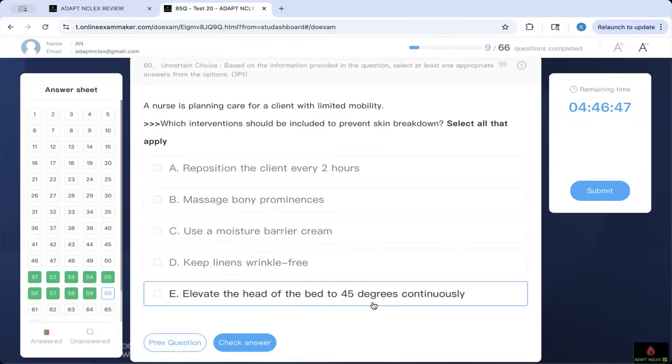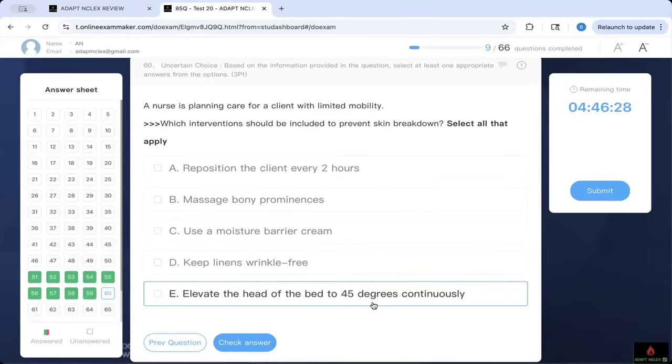And next is planning care for a client with limited mobility. Which intervention should be included to prevent skin breakdown? Select and apply. Reposition the client every 2 hours. Massage bony prominence. Use moisture barrier cream. Keep linen wrinkle-free. Elevate the head of the bed to 45 degrees continuously.